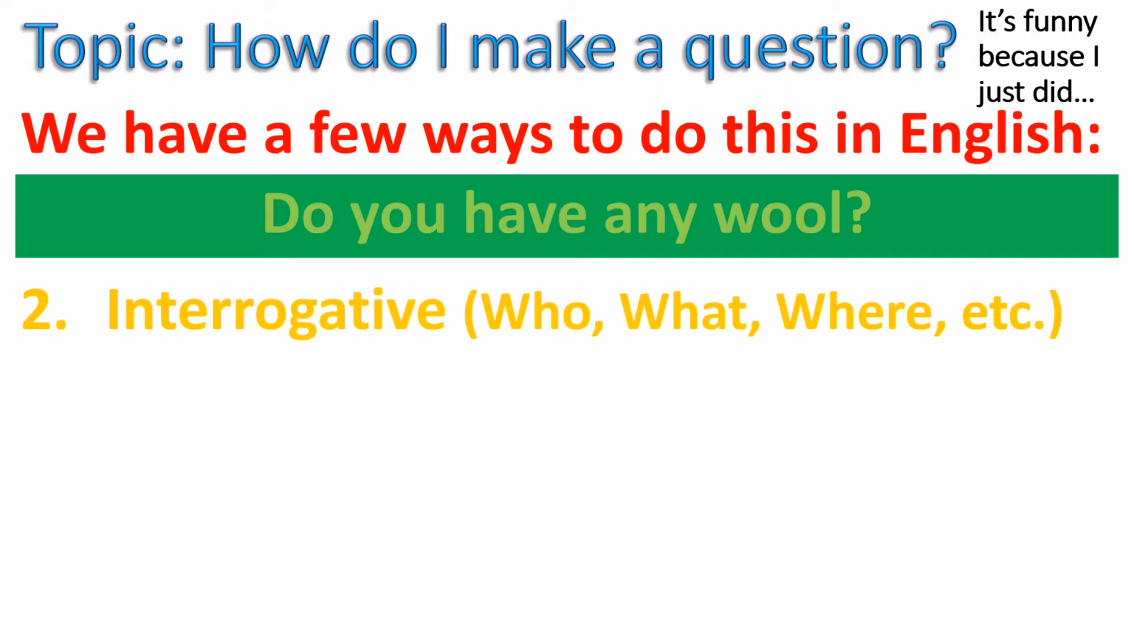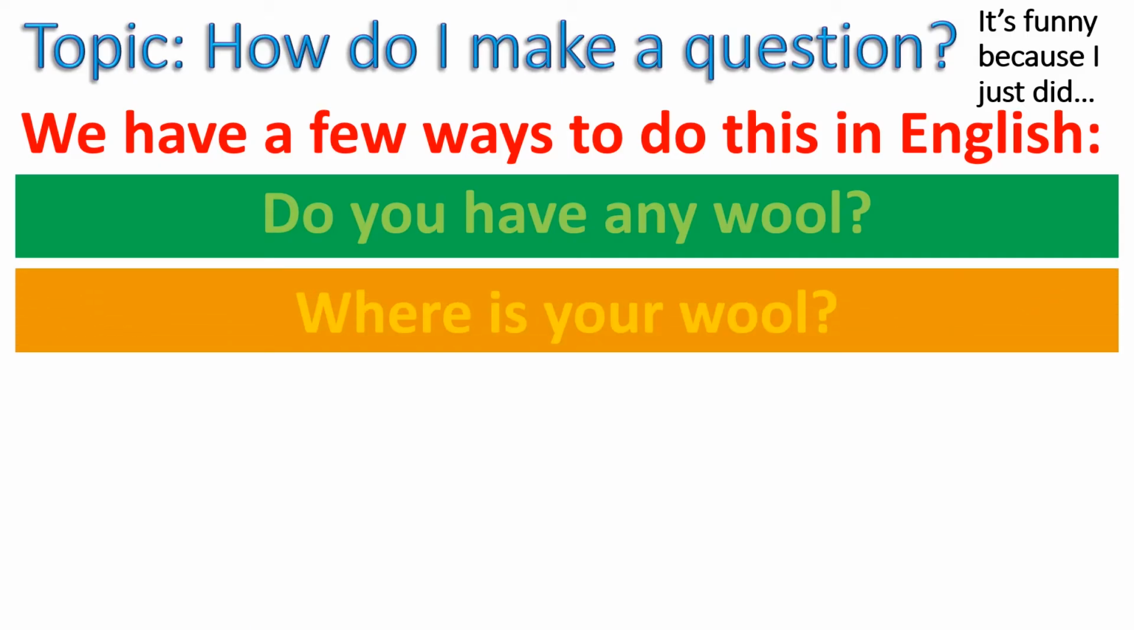The second way of asking a question in English is to use an interrogative at the beginning. Question words like who, what, where, when, why, how, and so forth. So I could say, where is your wool, black sheep? And again, because I'm using that interrogative at the beginning, I am making a question.